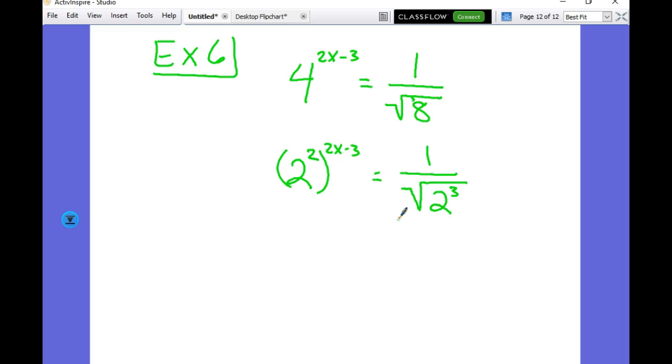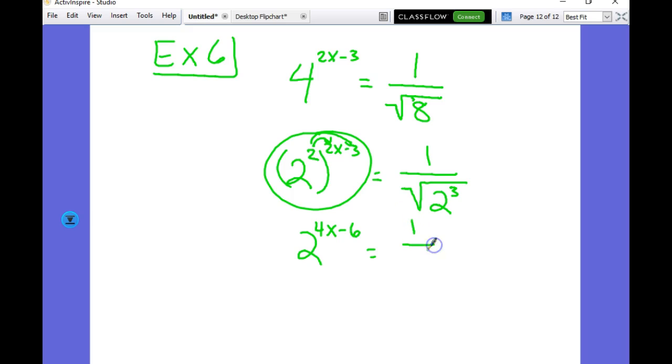Now there's other things I need to do. What do I need to do on the left side here? Simplify. Yeah. Now what does that mean? Substitute to the 4x. Very good. So you're going to distribute this 2 to both of those. Good. So it's going to be 2 to the 4x minus 6 equals, now let's do something on this side.